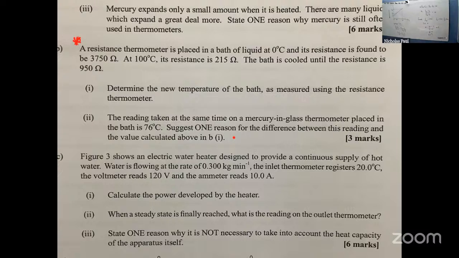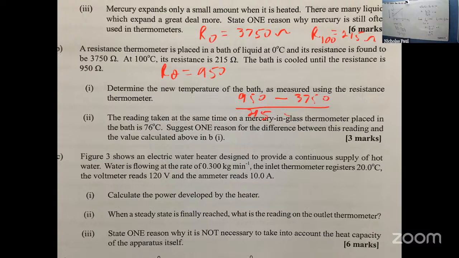So with the resistance thermometer, they gave you R0 as 3750 ohms. They gave you R100 as 215 ohms. And they gave you the unknown temperature, R theta, as 950. Okay, so all we have to do is 950 minus 3750, all over 215 minus 3750, times 100. How much did you all get? 79.2. Right, 79.2 degrees Celsius.